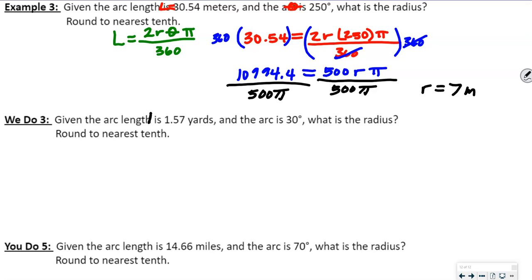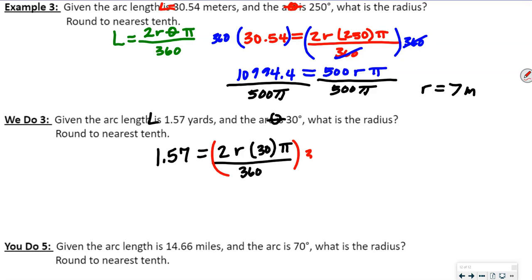All right, so again, this is our L. This is our theta. We're looking for R, okay? So we got 1.57 is equal to 2 times our radius. We're looking for our radius. Remember, our theta is 30. And pi, again, divided by 360. How do we get rid of the 360? You got it. Multiply both sides by it.